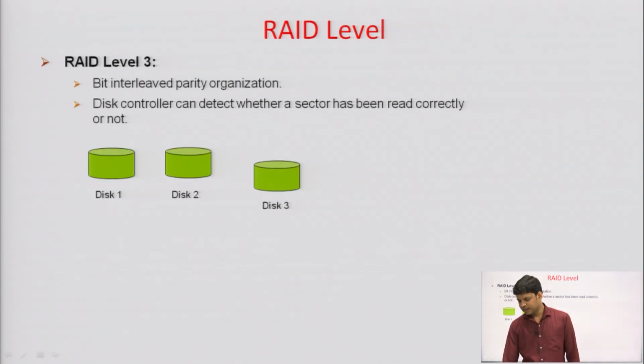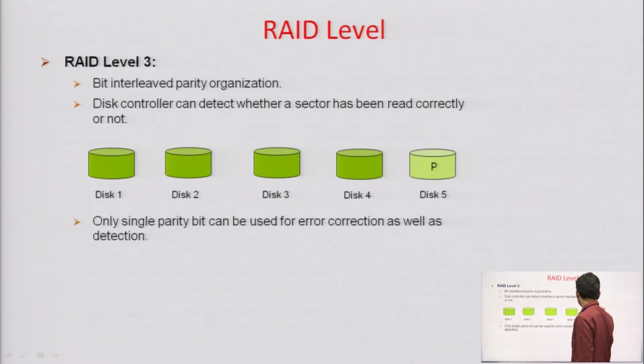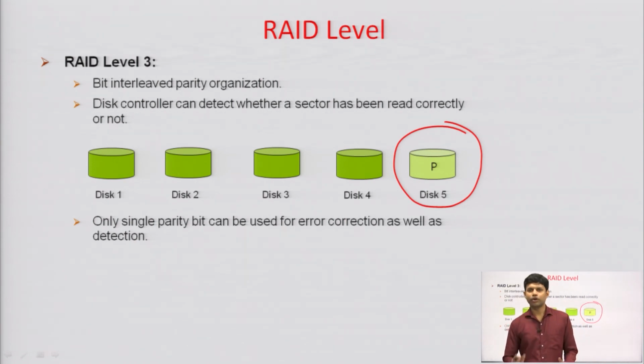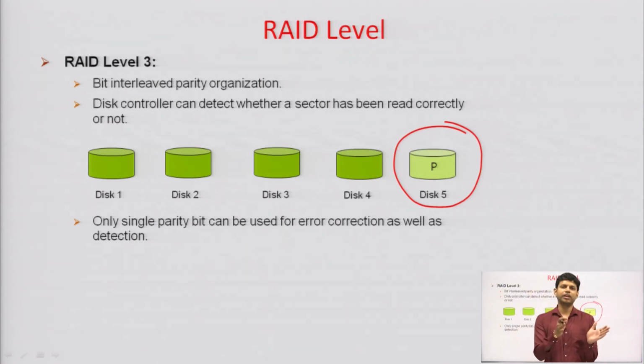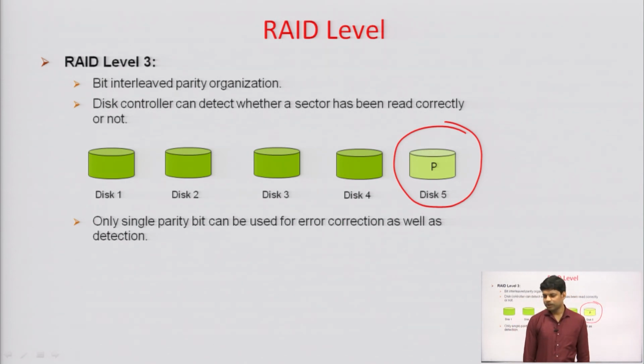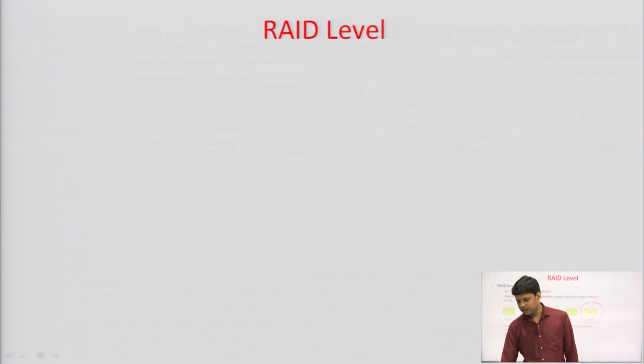You can see the diagram. Even a single parity can help here. You can see only a single parity, because we are not dealing bit-wise, we are dealing with the whole sector. If any damage happens to a whole sector, we can check with this single parity bit. Only a single parity bit can be used for error correction as well as detection. Byte level striping is used in RAID level 3.